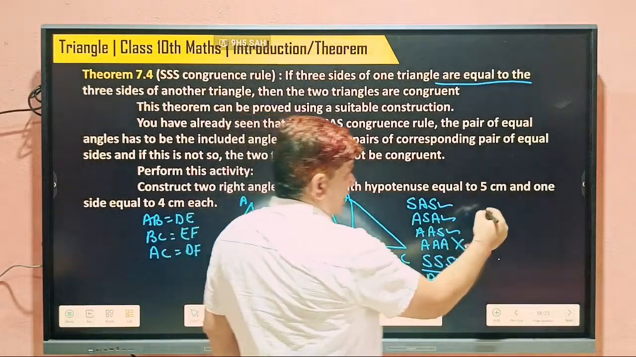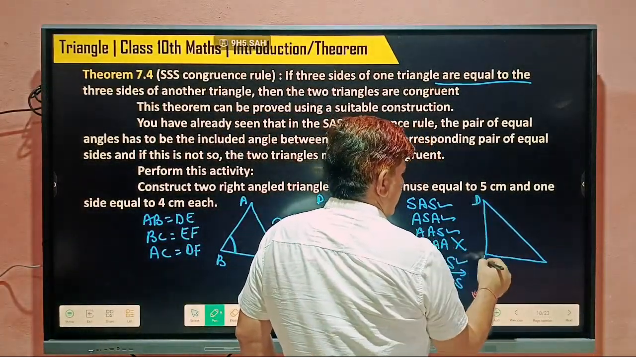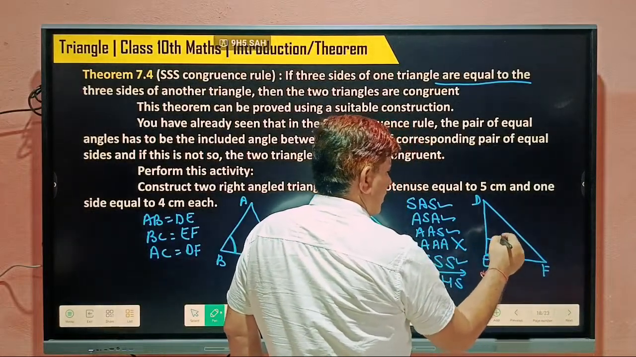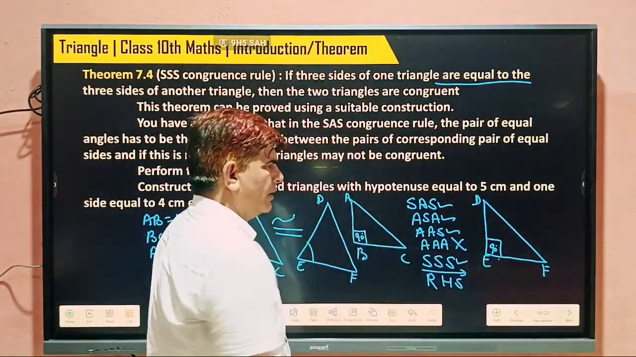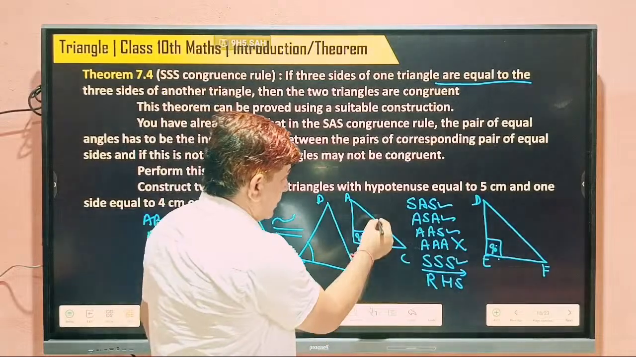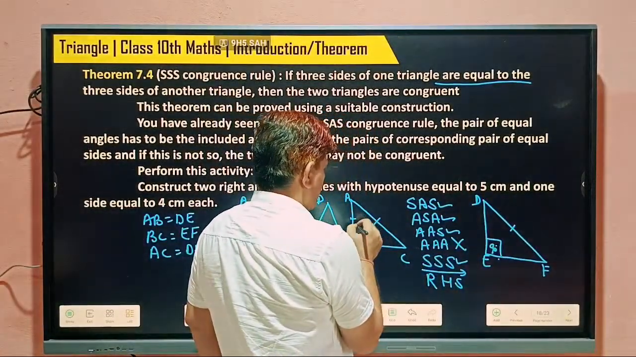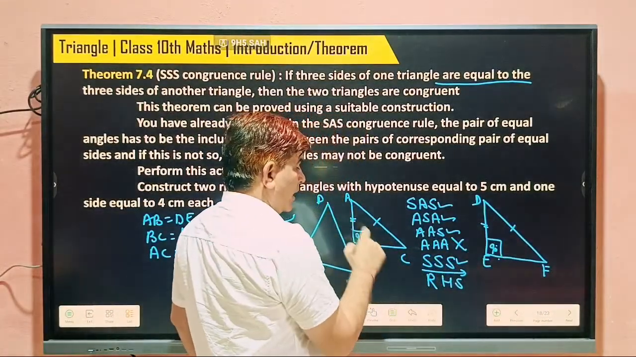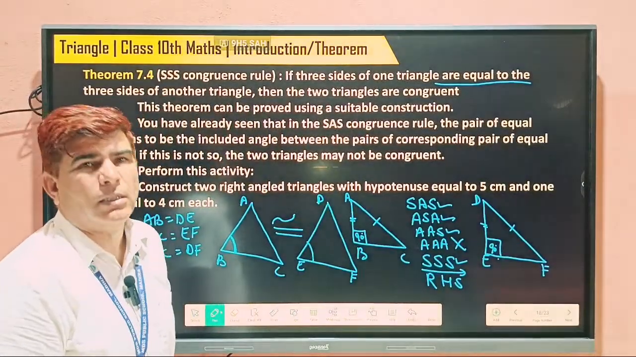Understood? We are having another triangle, DEF. This angle is how much? 90 degrees. And saying this hypotenuse is equal to this hypotenuse and this side equal to this side, any one side, either this side or this side, then also the two triangles are congruent.